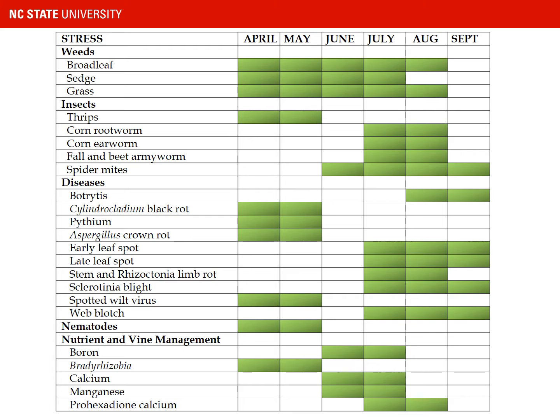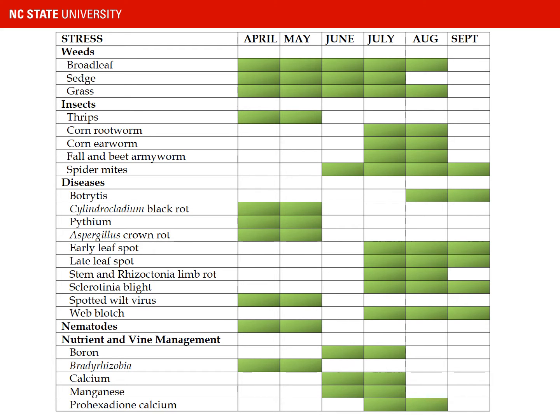Generally speaking, our sedges would probably have played out by here. They're just not very competitive, but they could be there before then. Broadleaf weeds and grasses could run all the way really almost into September. We manage thrips early in the season, so there's potential for some mixtures there with herbicides. And then if you look at our other insects, when you get into July and August, corn earworms, corn rootworm, fall and beet armyworms, and spider mites. There's some interactions there. There's some diseases where we might have to control early in the season.